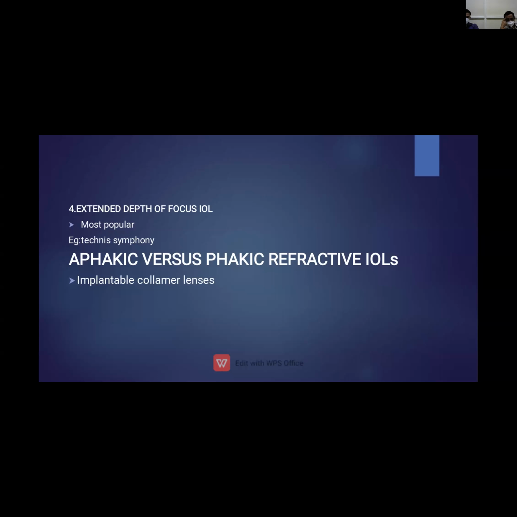Aphakic versus phakic refractive intraocular lenses. In addition to aphakic intraocular lenses, which are implanted after lens extraction, phakic lenses can correct both. Implantable collamer lenses.